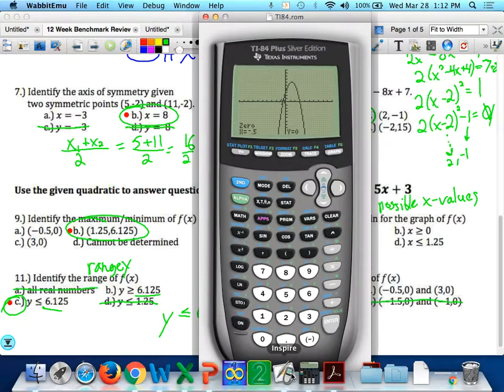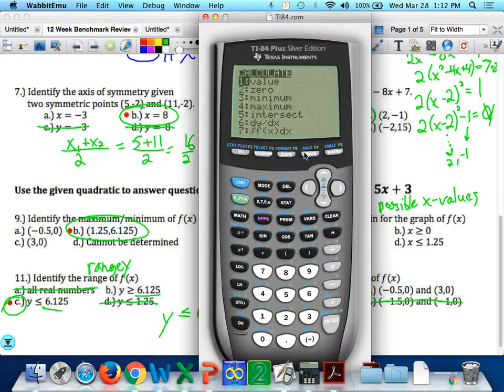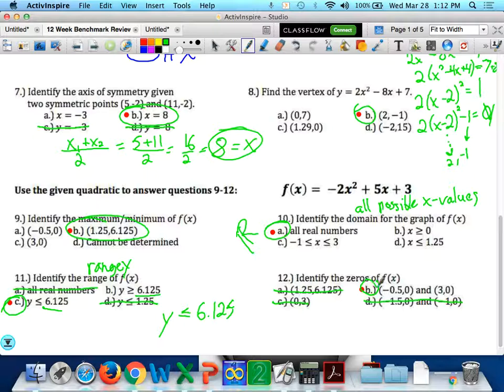But let's be safe, rather safe than sorry. Let's calculate that other 0, the one on the right. So we want to be to the left of it. There we are. We're above it to the left. Now we're below it to the right. Enter, enter. And 3, 0, indeed, it was B, as we thought.